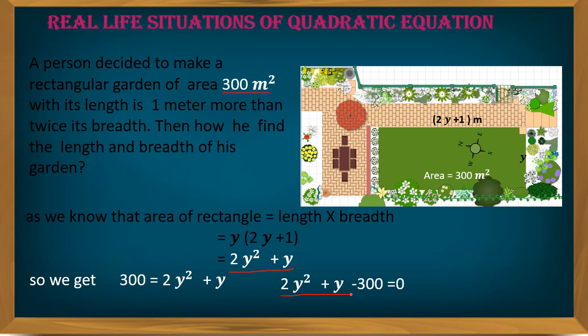Now this becomes a quadratic equation, and this is written in the standard form of the quadratic equation, ax square plus bx plus c is equal to 0. Now when the person solves this, he can easily get the length and breadth of his garden. So these are the situations where we can use the quadratic equation, and we come across these types of situations in daily life. So these are the real life situations of the quadratic equation.